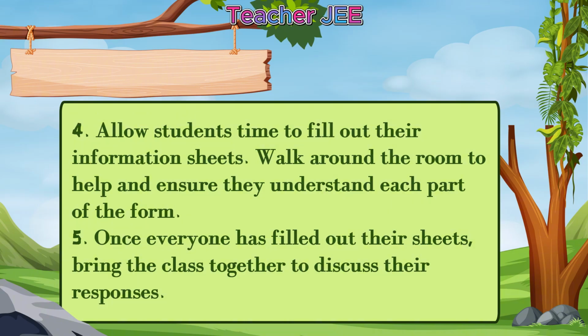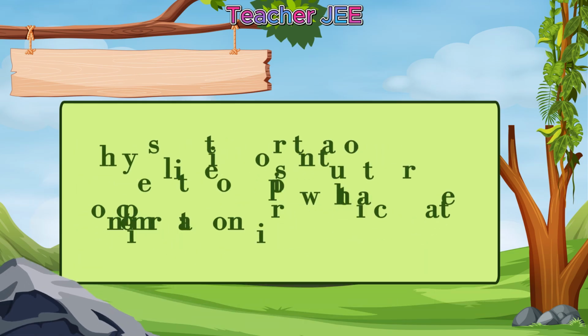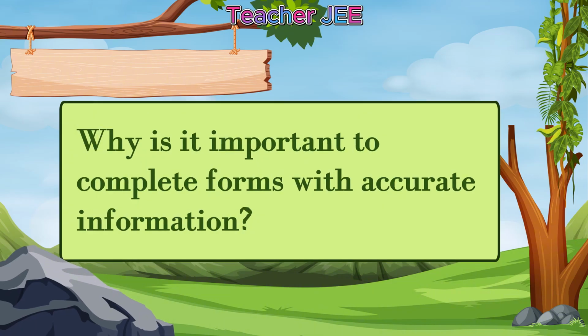Allow students time to fill out their information sheets and walk around the room to help ensure they understand each part of the form. Once everyone has filled out their sheets, bring the class together and discuss their responses. Number 6: ask volunteers to share why they want to join the demonstration and what they hope to achieve by participating. Why is it important to complete forms with accurate information? Pause the video to answer.